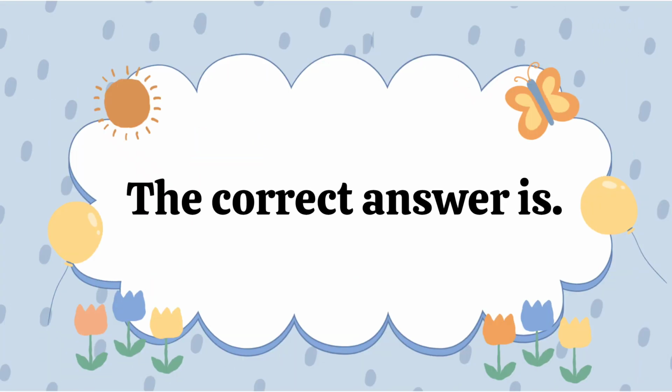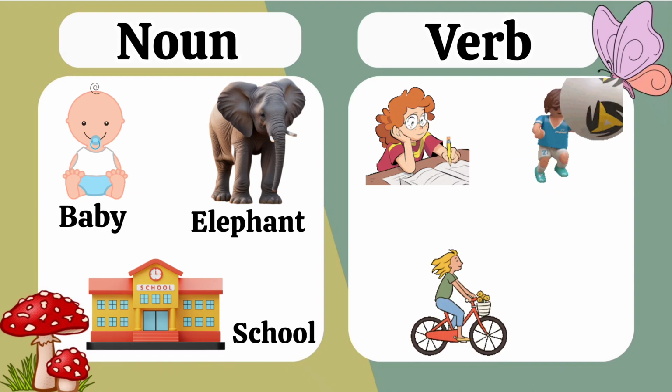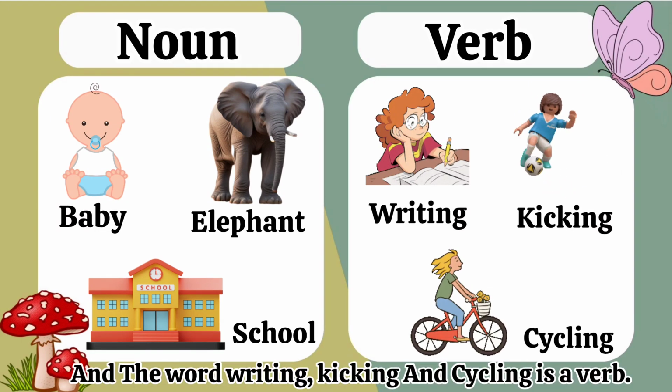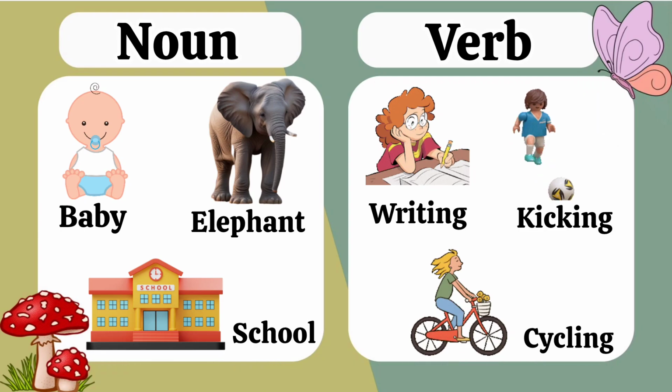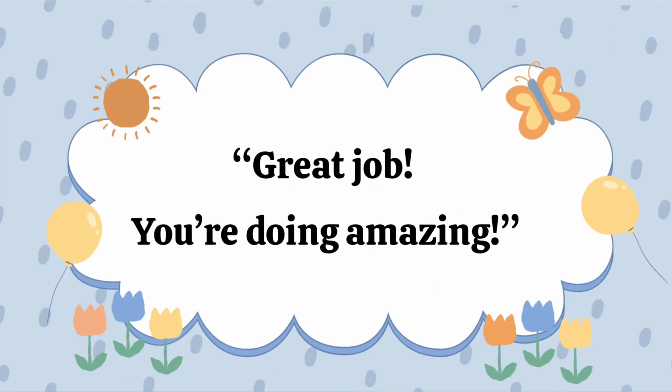The correct answer is the word baby, elephant, and school is a noun, and the word writing, kicking, and cycling is a verb. Great job, you're doing amazing.